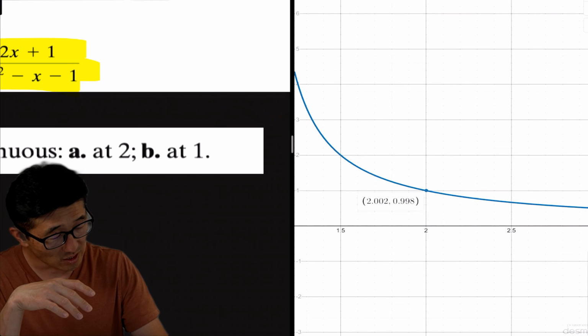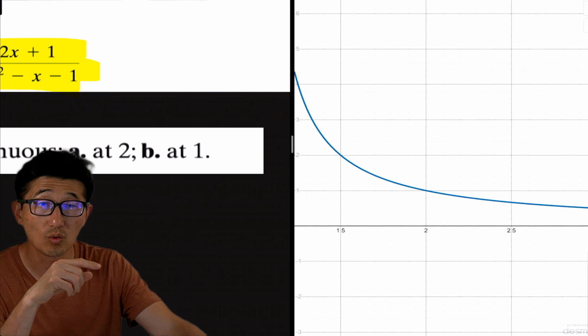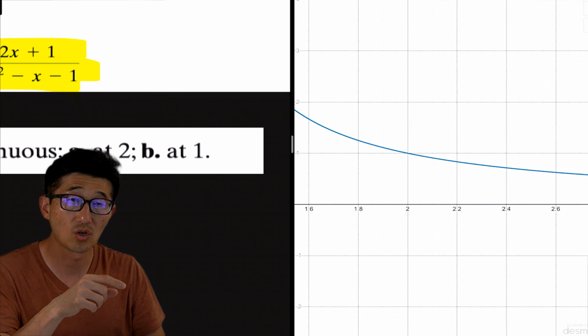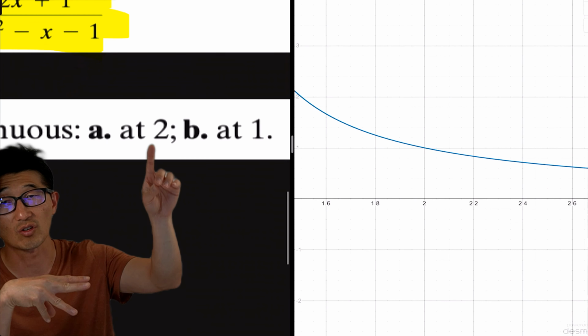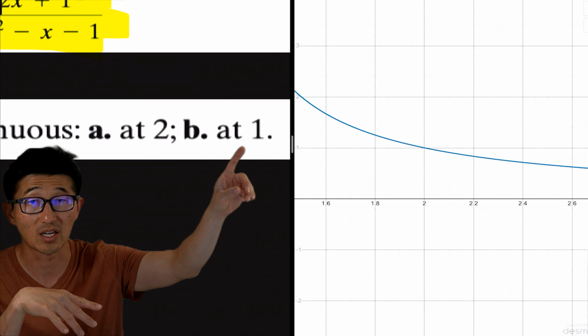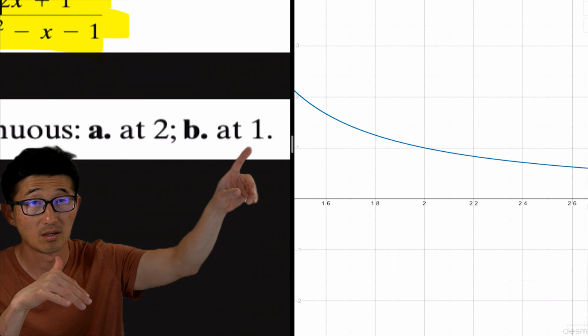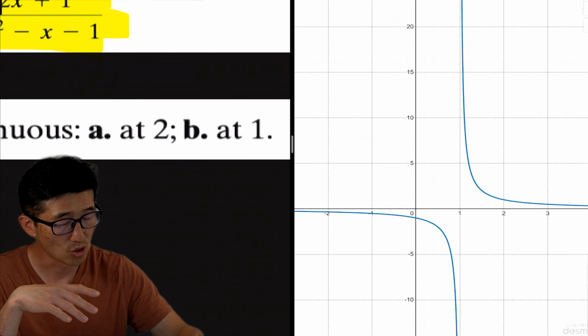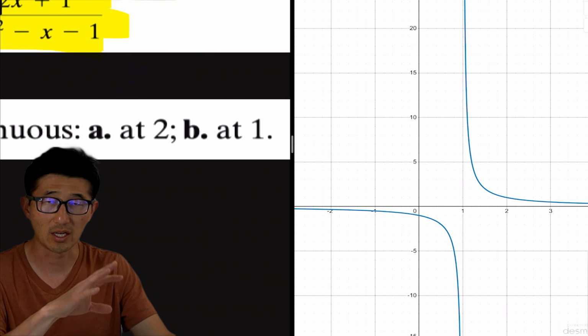Anyways, so yes, if there's a y value at 2, it's continuous. A limit exists. So yes, the answer is yes, it's continuous at 2. No, it's discontinuous at what? At 1. And there is what we call an infinite discontinuity. All right. Actually, let's do a couple more of these, and then we're going to go back and graph these. Try this one.